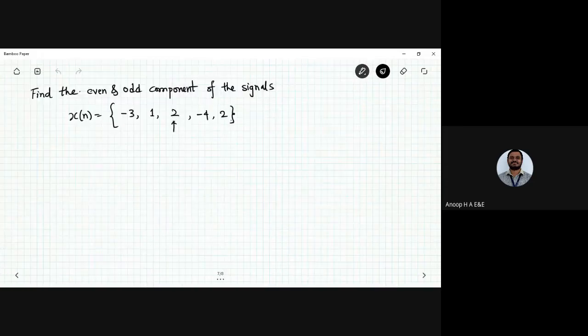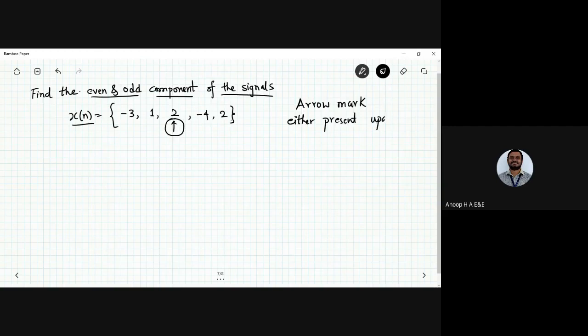Next, you are again going to find the even and odd components of a signal, this time in the discrete domain. Observe carefully here, you are going to have an arrow mark, either pointing upwards or downwards. If I write it like this, it points to a number from up or down, and this indicates the origin.